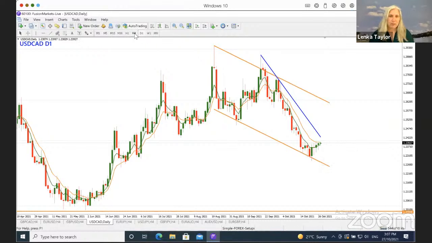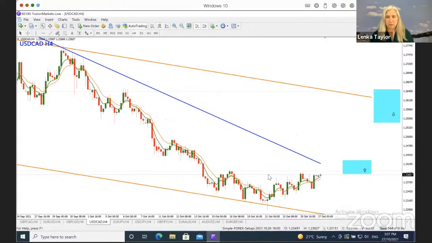So on the 4-hourly now, what I'm looking for is either a pullback to the bottom here and then a reversal, or I'm looking for something that closes above this close here, maybe goes further up and then pulls back down to this area here. And then I would be looking for a short-term long to somewhere in this area here.